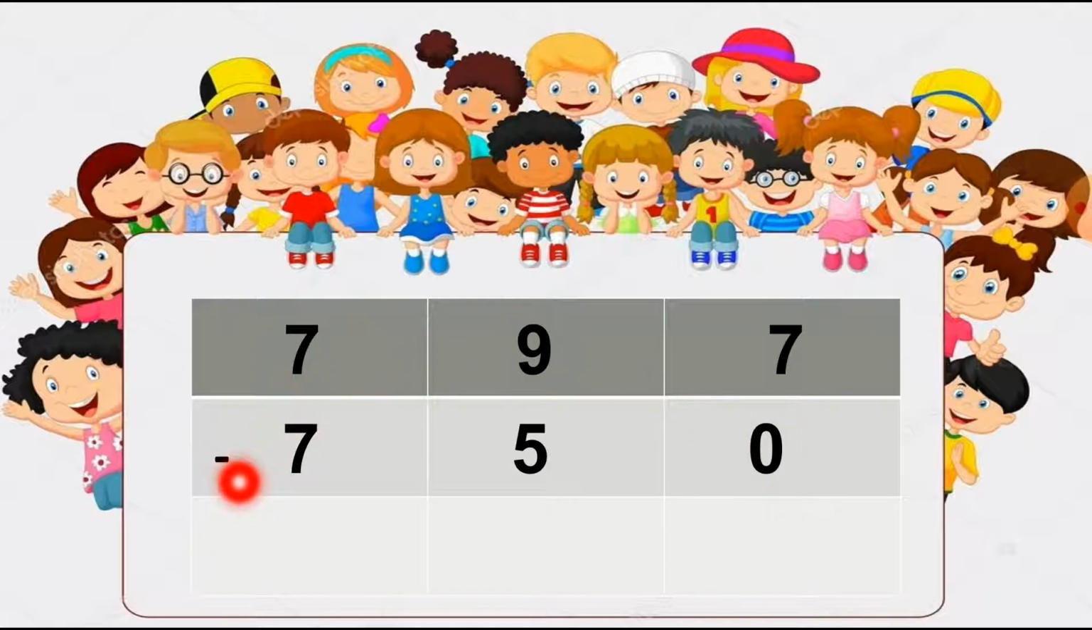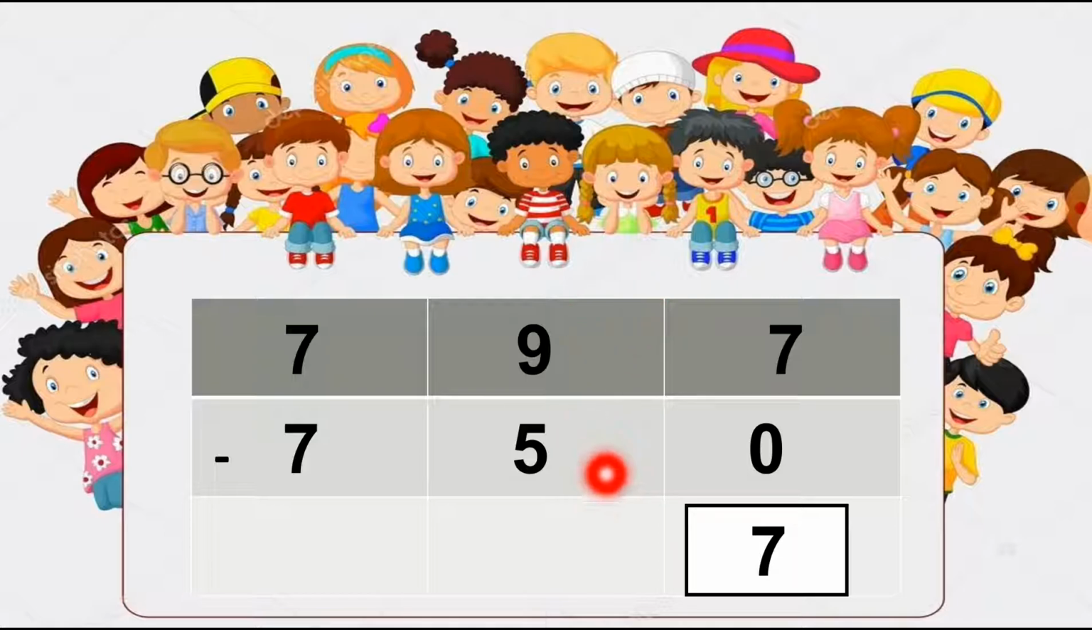You have to put the minus sign and then put this number, 750. Let's subtract the number with the ones column. It means 7 minus 0. So 7 is a bigger number and 0 is a small number. So we can easily take away 0 from 7. It means nothing. So 7 minus 0 is equal to 7.